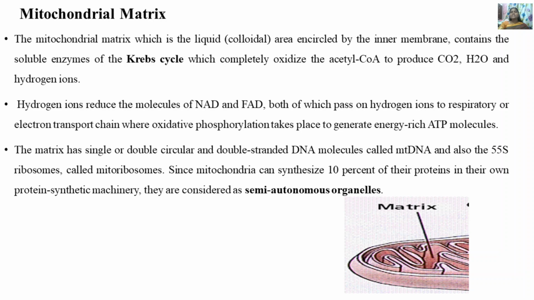The matrix has a single or double circular, double-stranded DNA molecule called mitochondrial DNA, and it has 55S ribosomes called mitoribosomes. Since mitochondria can synthesize 10% of the proteins for their own function, it has the ribosome, that is, the protein synthesis machinery. They are considered semi-autonomous organelles. So this is the matrix of mitochondria, which is rich in metabolic enzymes.